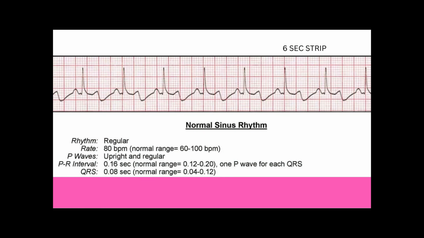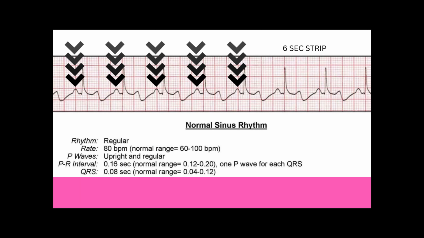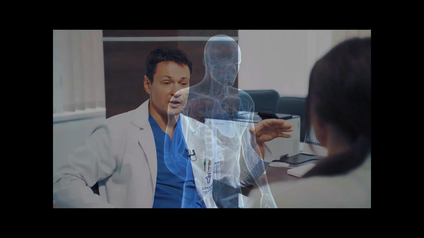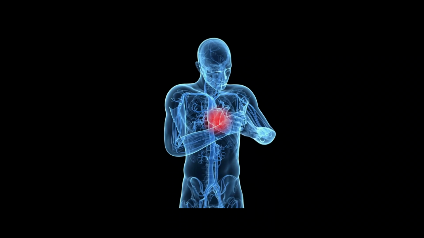Here is an example of an ECG showing a normal sinus rhythm. The rhythm is regular with a heart rate of 80 BPMs. The P waves are upright and regular, and there is one for each QRS complex. The PR interval is within 3 to 5 small boxes, and the QRS interval is within normal ranges at 0.08 seconds. Any deviation from this criteria is considered abnormal and is referred to as an arrhythmia.